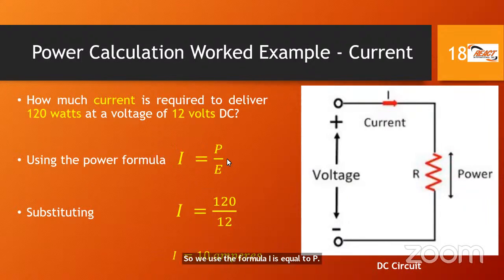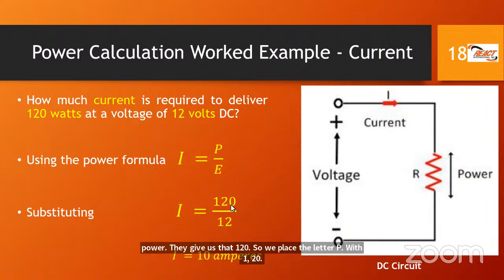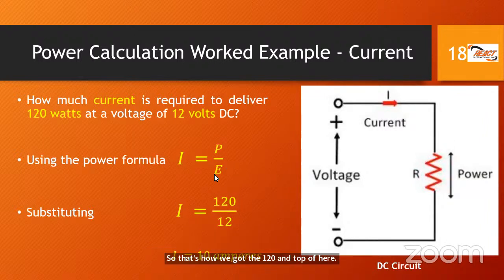All we need to do now is substitute the values into this formula. So we can get I, which is the current, is equal to something, whatever that something is. So we look at P and then we look at E. So what is P? P is power. They give us that 120. So we replace the letter P with 120. So that's how we got the 120 on top of here. That's the numerator.